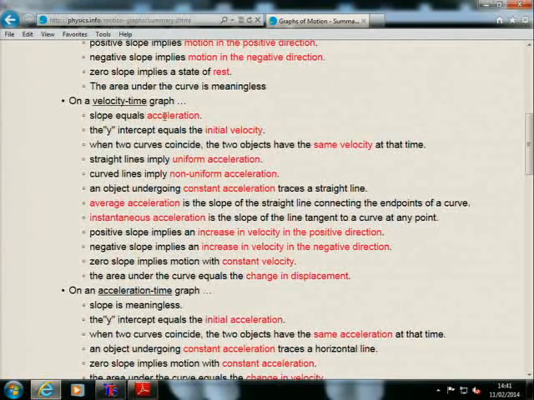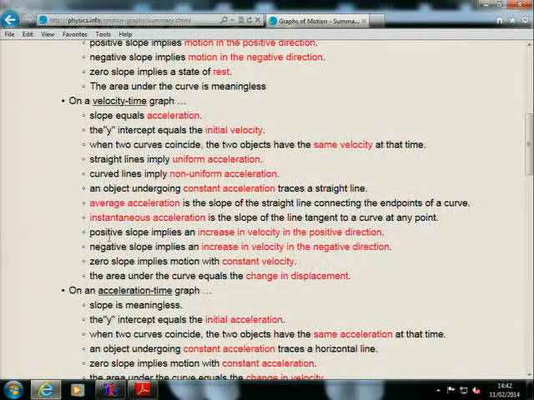slope is equal to acceleration. The y-intercept once again is the initial velocity, and if two curves coincide, we say that they will then have the same velocity. A straight line will imply uniform acceleration, and a curved line is non-uniform. Now, matrics, we don't do non-uniform, so you don't have to worry about that. An object undergoing constant acceleration will give us a straight line as well. So those are the things that are important.